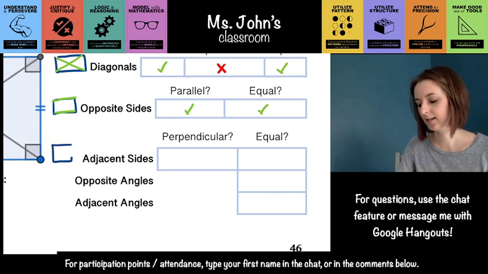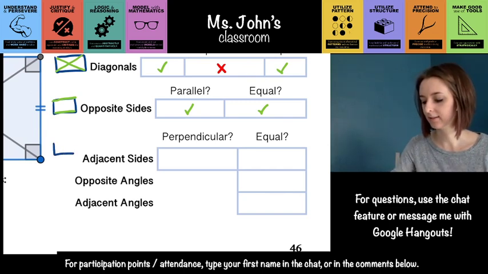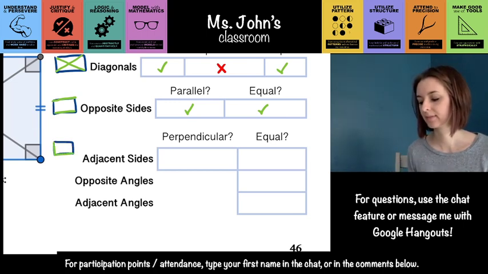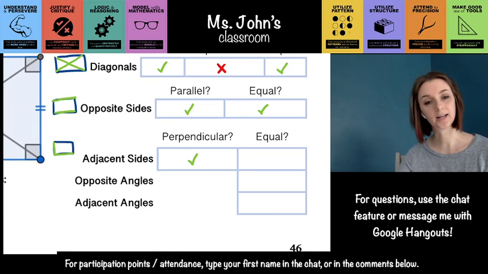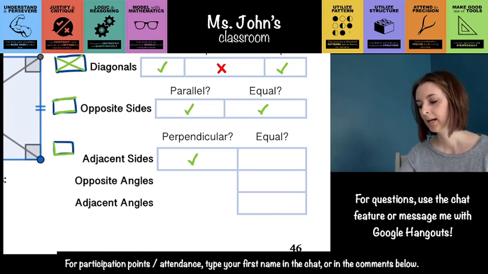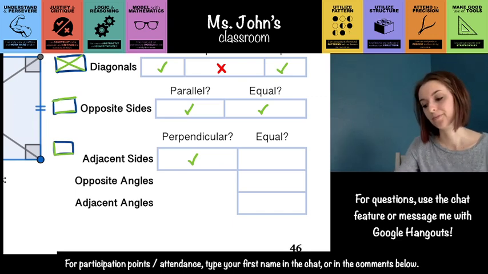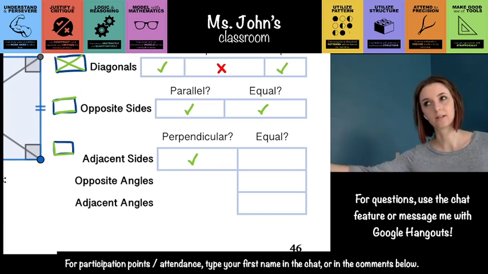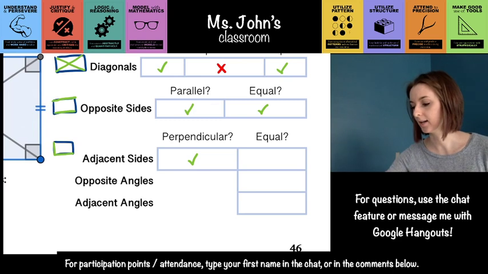The adjacent sides, oops, it's not really a rectangle. I mean, it would have been, but it looked more like a square. So the adjacent sides definitely are perpendicular. They do meet at a right angle because that's the entire definition of a rectangle, but they are not necessarily equal. You could have a rectangle with a length of 60 and a height of 1, and that's still a rectangle, so they are not equal.